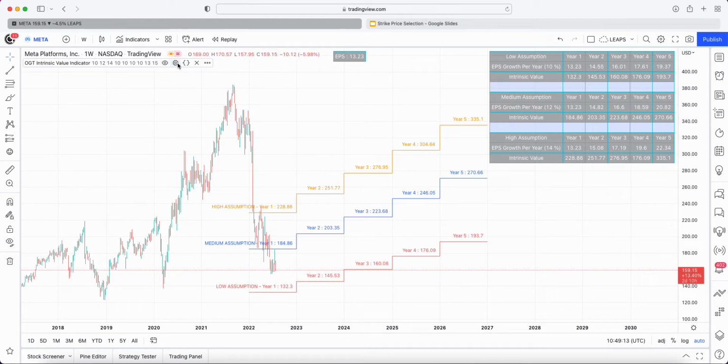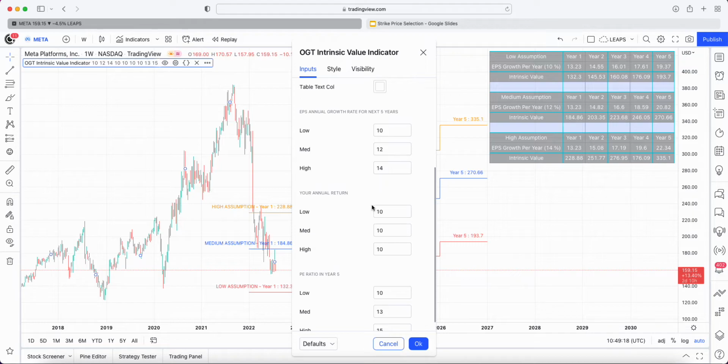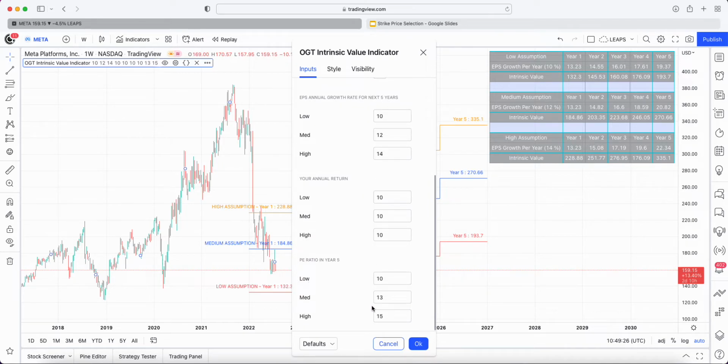And again, I've got a dedicated video on this which goes through it, but effectively what you're doing is putting in annual growth rates over the next 5 years, how much return you want to make, and what the PE ratio is.